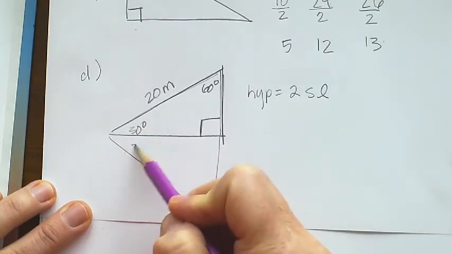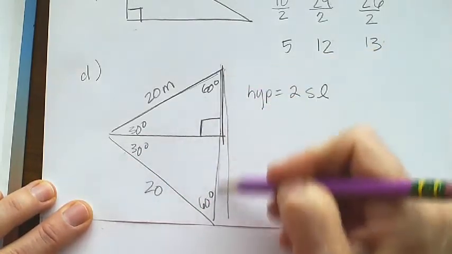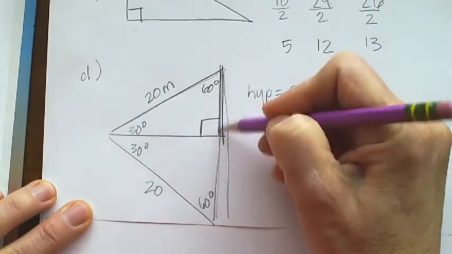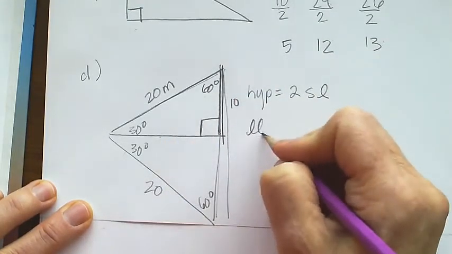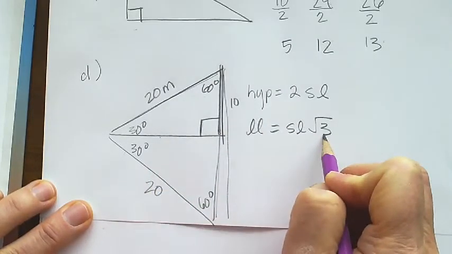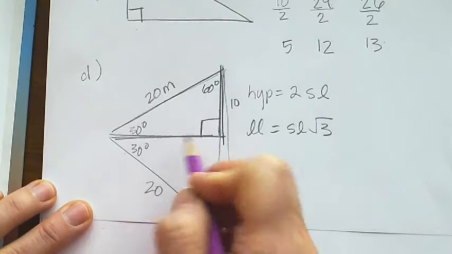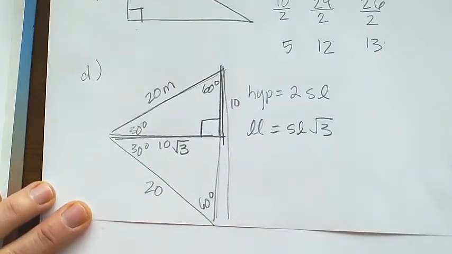This is 30, this is 30, so then this is 20. All of this would be 20, so just this short leg would be 10. And then the long leg is the short leg times the square root of 3. So this is going to be 10 square root of 3. Okay, 6-20.